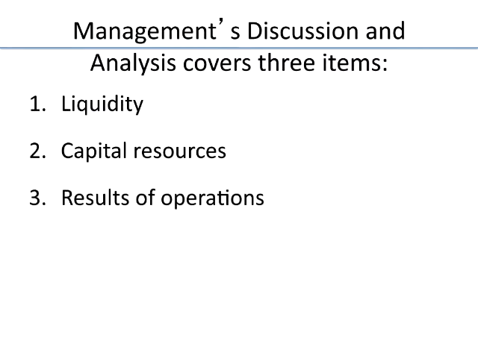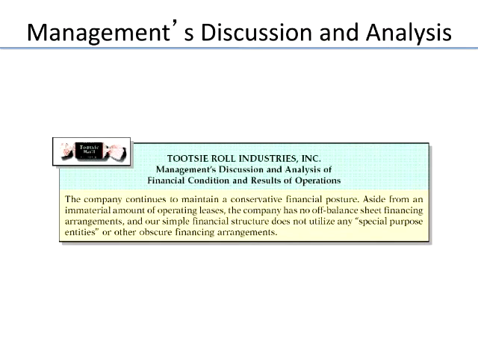So the management's discussion needs to cover these three items: liquidity, capital resources, and results of operation. Liquidity meaning, does the company have cash? Capital resources, does it have enough long-term resources to do its business? And the results related to the profit or loss. So here's an example of Tootsie Roll, a candy company.